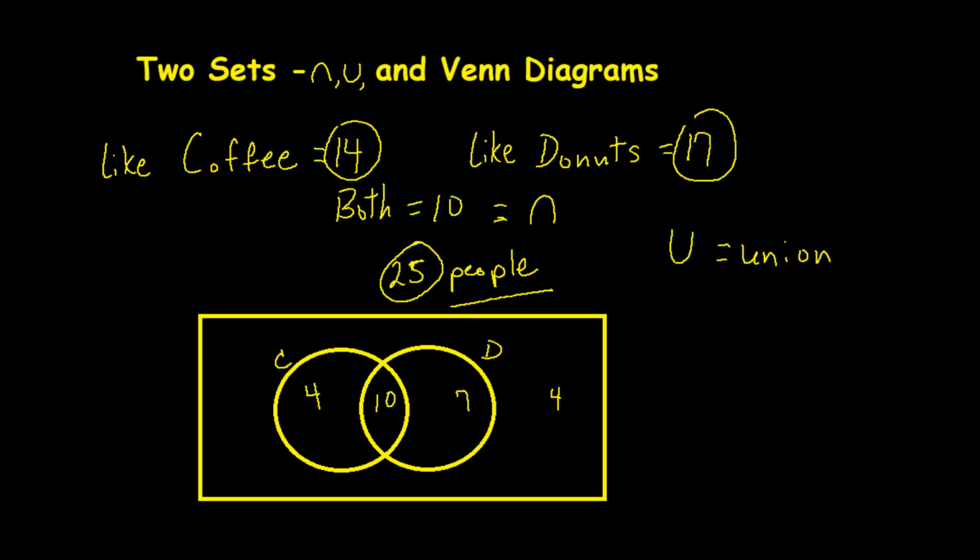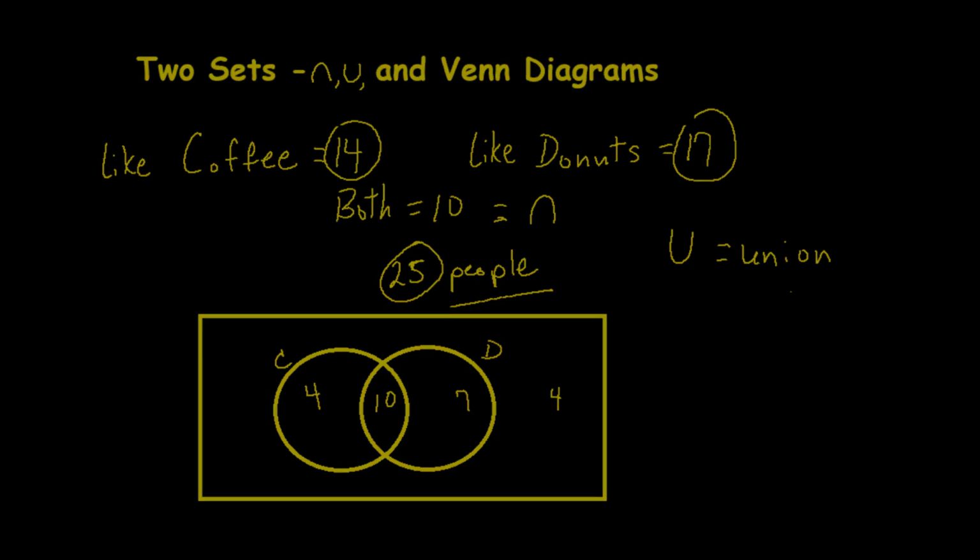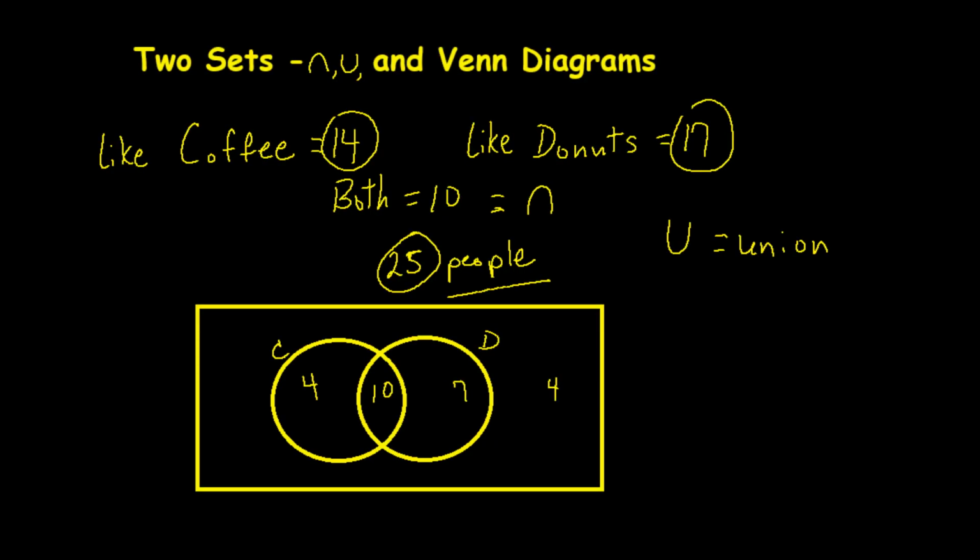So I mentioned the intersection is found in the overlap of the circles, but what is union? The union is everything inside all of the circles combined. So that's the 4, 10, and 7, the 21. I'm going to cover how to write everything from this problem in set notation.